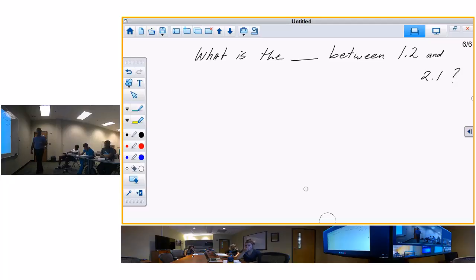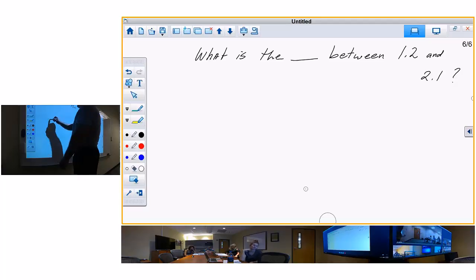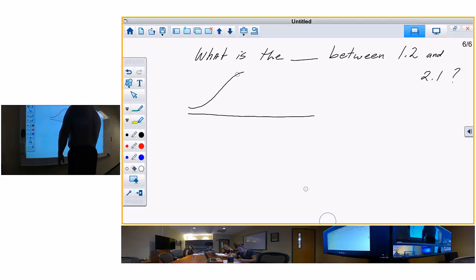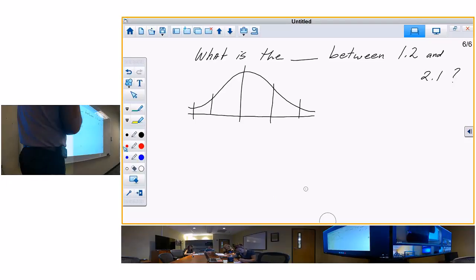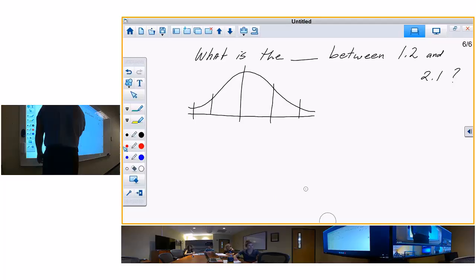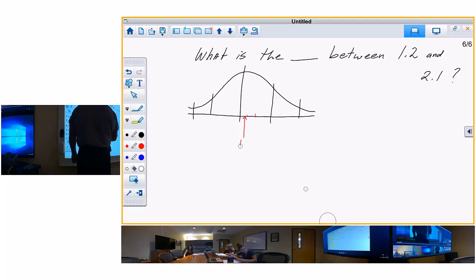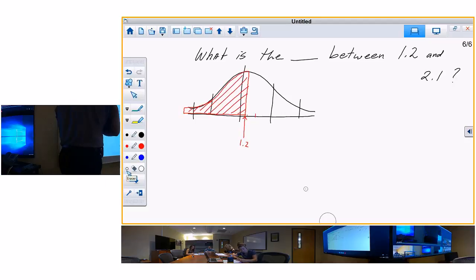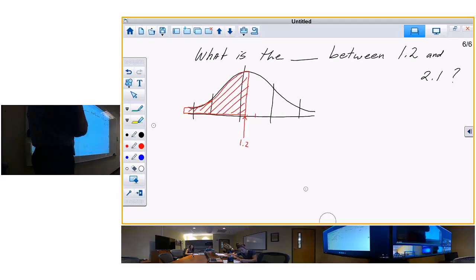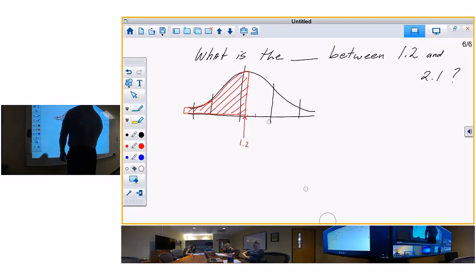So what's the first thing we're going to do? Draw a sketch. And that's for 90% of y'all, because one of y'all is not going to do it, because you don't need to. So I'm going to take my red pen, and I'm going to do 1.2. Well, 1.5 is about right there. 1.25 would be right in there. So I'm going to put 1.2 right there. And that's that area. And then 2.1 I'm going to do in blue.